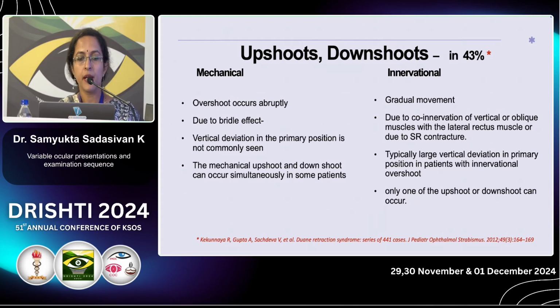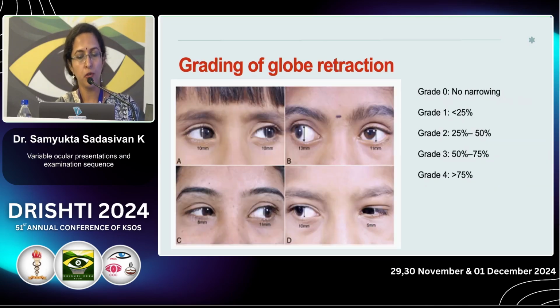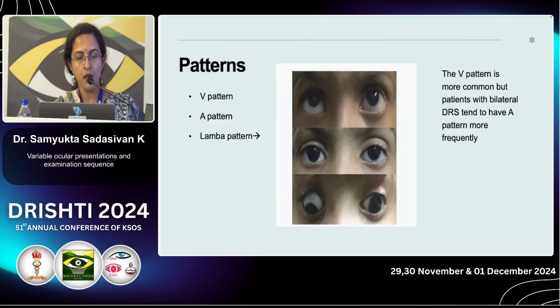Vertical deviation in primary position is not seen if it is of mechanical etiology, whereas in innervational overshoot, there would be a typical large vertical deviation in primary position. So these have already been told about: grading of overshoots, grading of globe retraction. And the patterns, V pattern is the most common type which we see in DRS. In bilateral DRS, they tend to have A pattern more frequently. Now this is an image of a lambda pattern DRS.